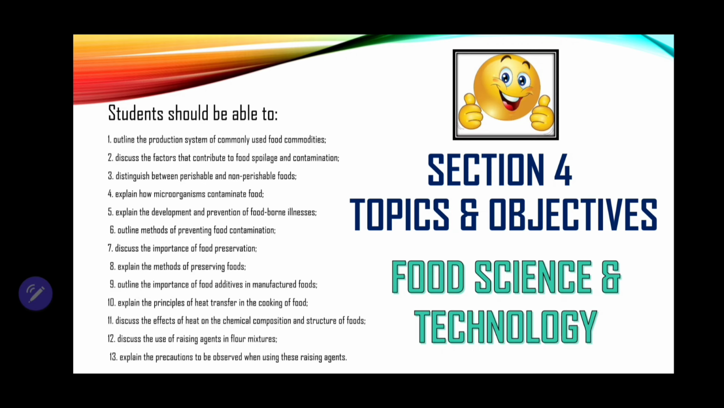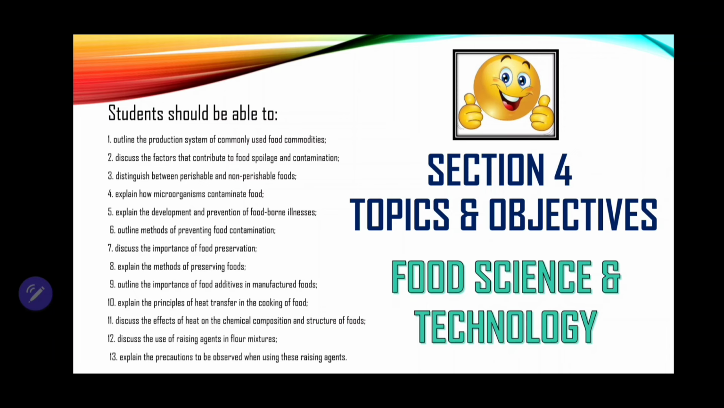6. Outline methods of preventing food contamination. 7. Discuss the importance of food preservation. 8. Explain the methods of preserving food. 9. Outline the importance of food additives in manufactured goods. 10. Explain the principles of heat transfer in cooking of food. 11. Discuss the effects of heat on the chemical composition and structure of food. 12. Discuss the use of raising agents in flour mixtures. And finally, 13. Explain the precautions to be observed when these raising agents are used.